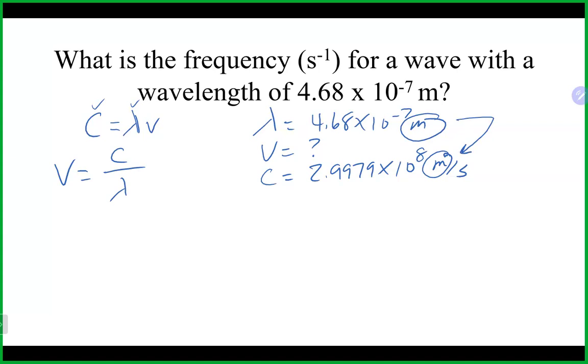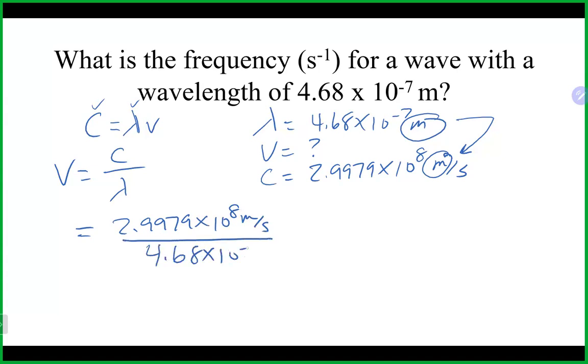So if you have it in some other unit, you've got to do that conversion to do this correctly. Putting in our numbers here, we'll go 2.9979 times 10 to the 8 meters per second divided by our wavelength, 4.68 times 10 to the minus 7 meters. We'll pop that in there, 2.9979 to the 8 divided by 4.68 to the minus 7. That's going to give us 6.41 times 10 to the 14.